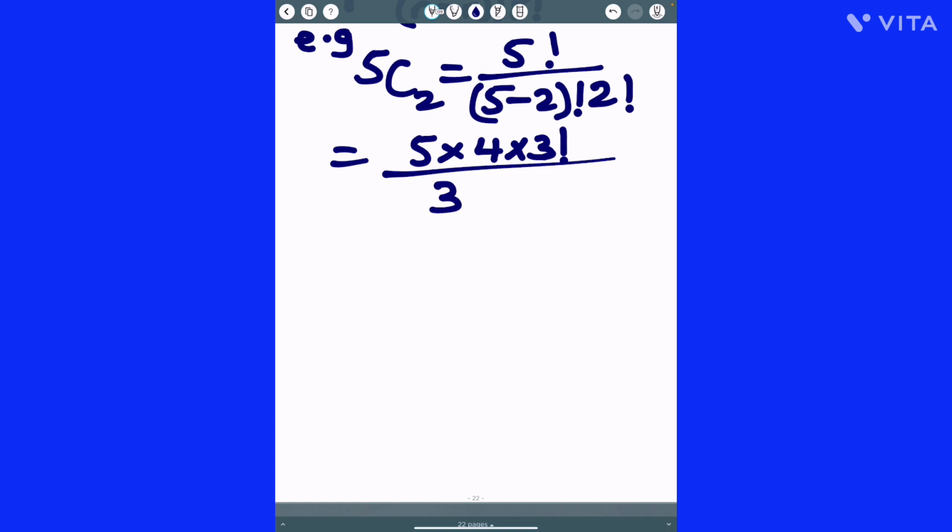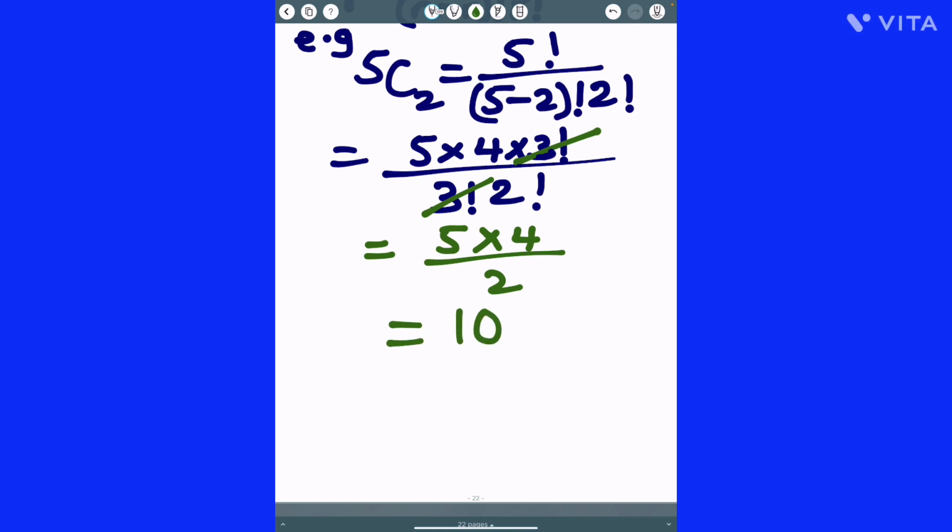So this bracket will give me 3. There's a factorial outside, so that's 3 factorial times 2 factorial. The reason I had to stop at this top here is because 3 factorial can divide 3 factorial. So my answer will be 5 times 4 over 2 factorial, which is 2 times 1, 2. And that gives me 10. So you must know how to do simplification of factorials.